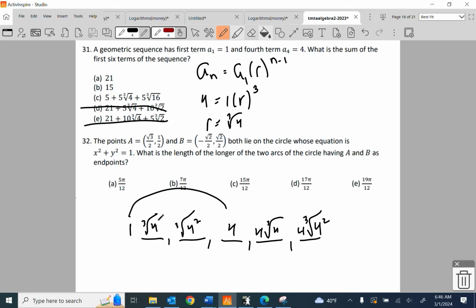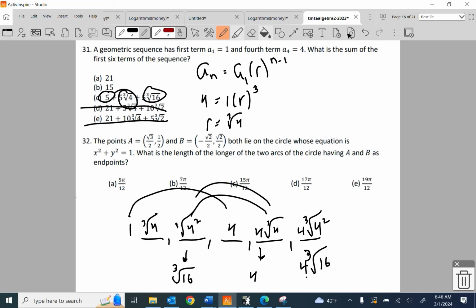Here we have a cube root of 16, and here we have 4 more cube roots of 16. 1 and 4 makes 5. And we see the same thing here and here. They add up to the middle. So that's how 31 came to be.